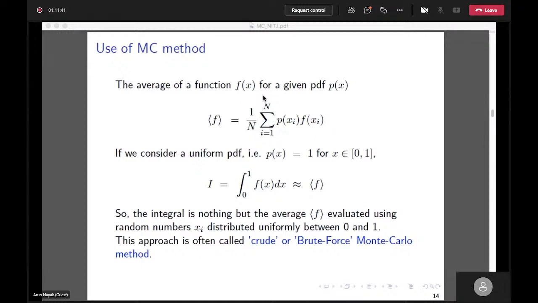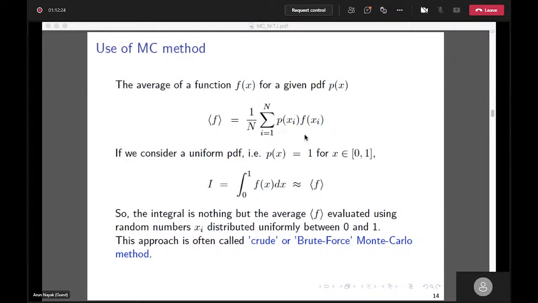Okay, thank you. So if we calculate the definition of the average, it is 1 over n times the sum of p(xi) times f(xi), where p(xi) is the PDF and f(xi) is your function, right? And we generate a large number of such xi's. So now suppose we consider a uniform PDF, so p(x) is 1 when x is between 0 and 1. In that case, the integral I is the same as your average.